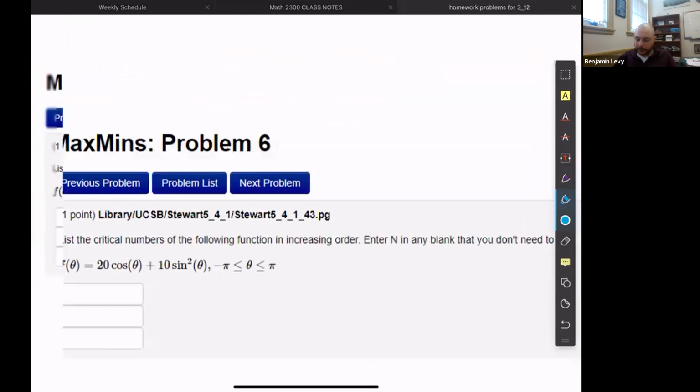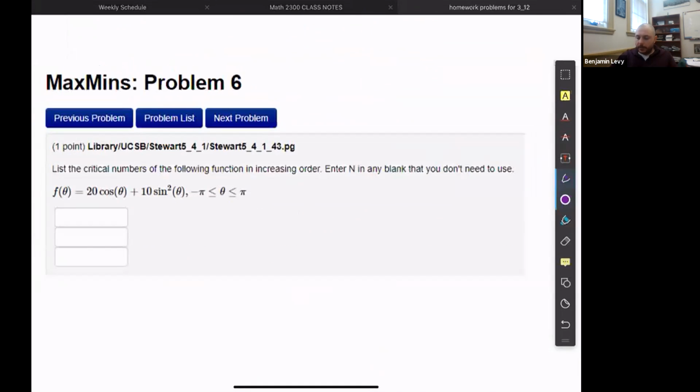Let's talk about trig. Don't get scared. Same exact problem, right? What are the critical points? Critical numbers. Take the derivative and set it equal to 0.